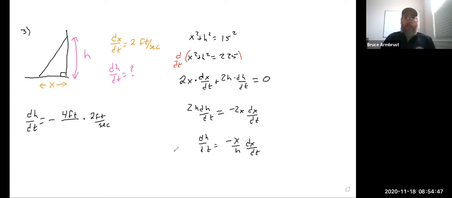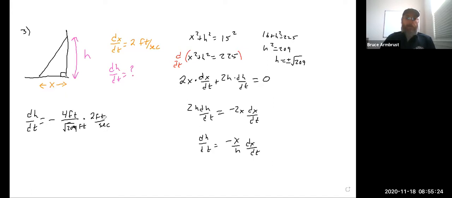So the question is, what is h? Well, we're going to get h from this equation right here, from the Pythagorean theorem. We'll plug in 4. So we're going to get 16 plus h squared equals 225. So h squared equals 209, or h is plus or minus the square root of 209. But this one clearly needs to be a plus because we don't have a negative height. It's not underground. So that's going to be the square root of 209 feet.